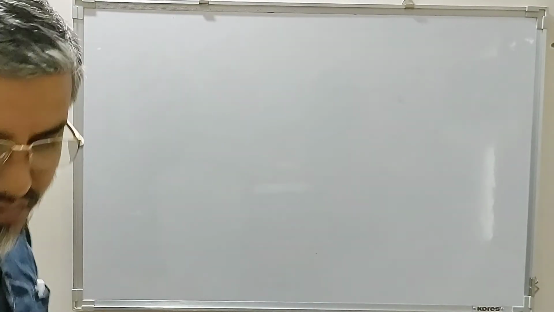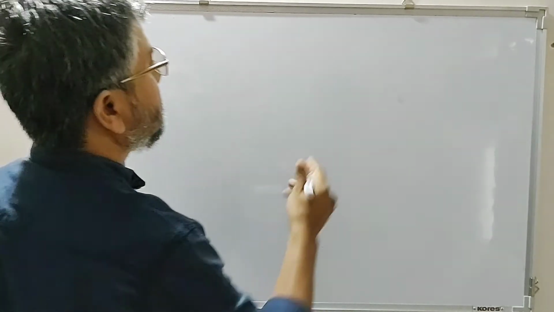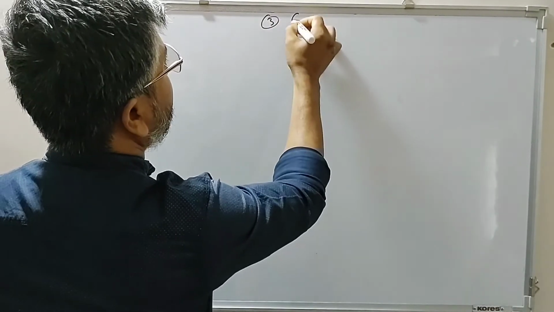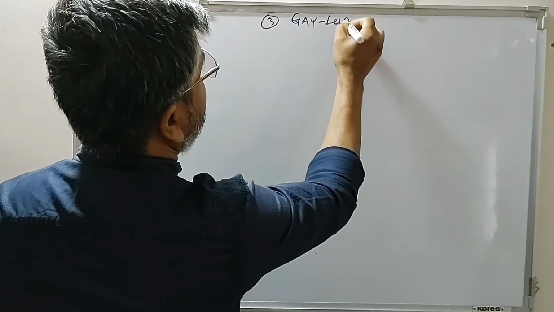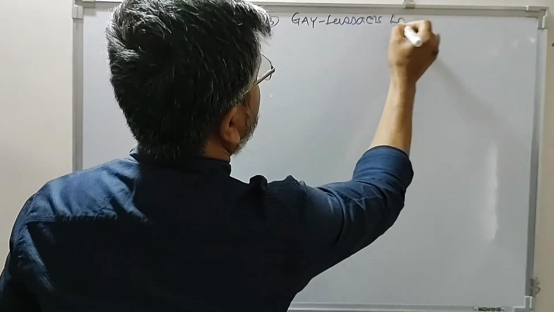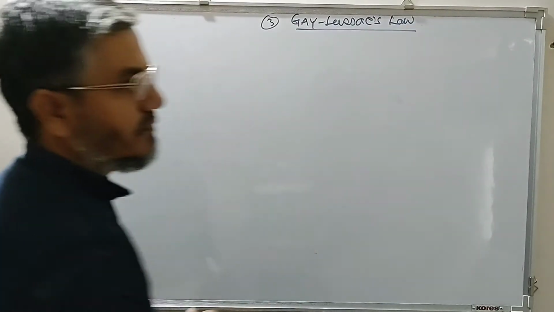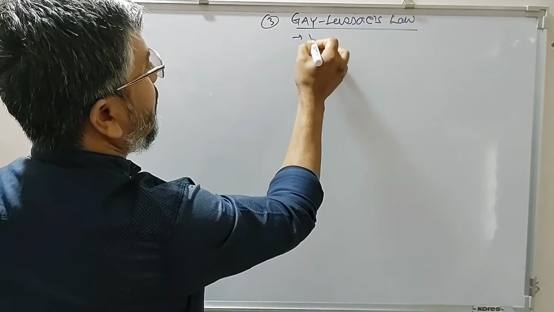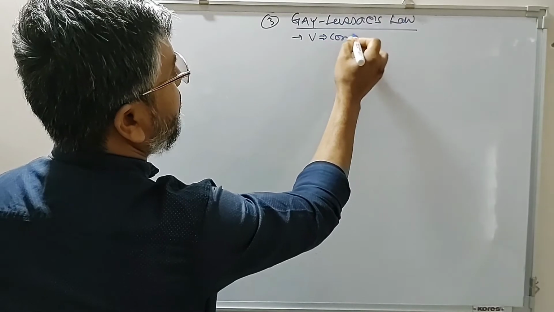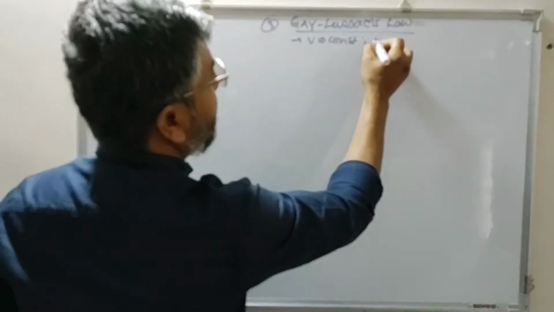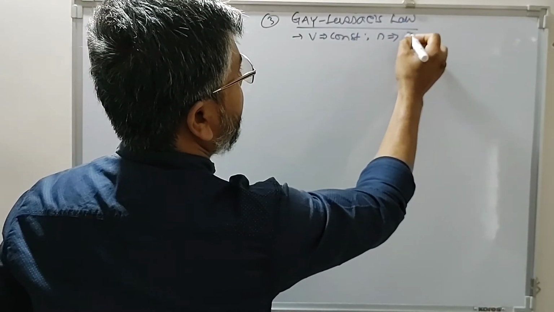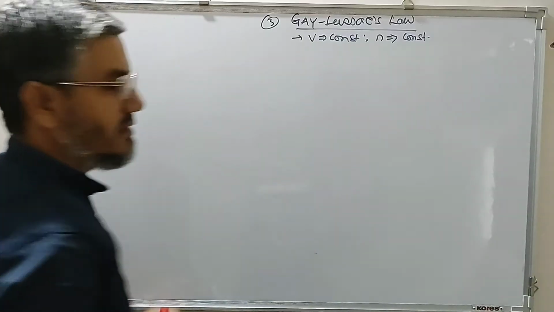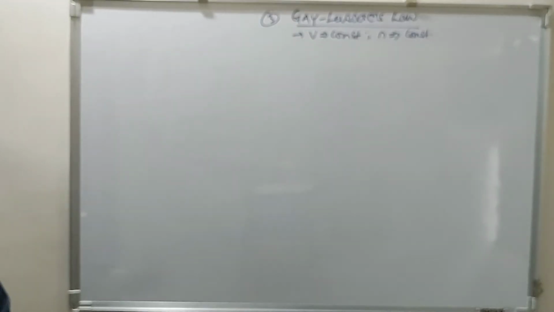After Charles law, we will go to Gaseous law. Now for this Gaseous law, the condition is that volume has to remain constant. Volume should be kept constant and the number of moles or amount of gas should remain constant. Volume and the quantity of the gas have to be kept constant.